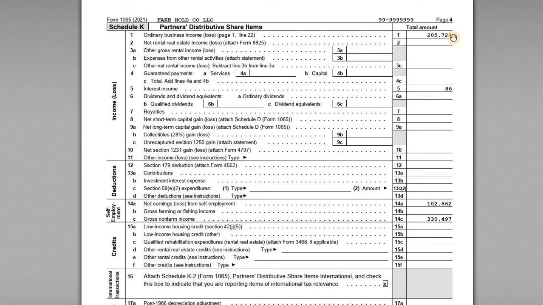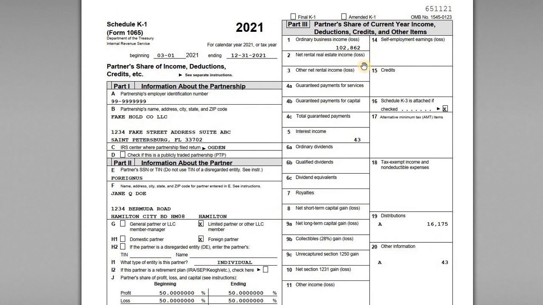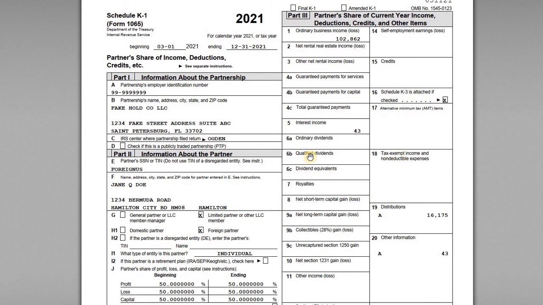But again, when they receive their K1s, they have no idea, just looking at the K1, what portion is going to be U.S. source, what portion is foreign source, what's effectively connected income and what's not. So if we look at Jane's K1 here, for example, she can see, okay, I got allocated $102,862 of profit. I got $43 in interest income. That's great. But on page 1 here, there's no indication what's what, right? She doesn't know what portion of this is U.S. versus foreign. That's where the K2 and K3 come in so handy.